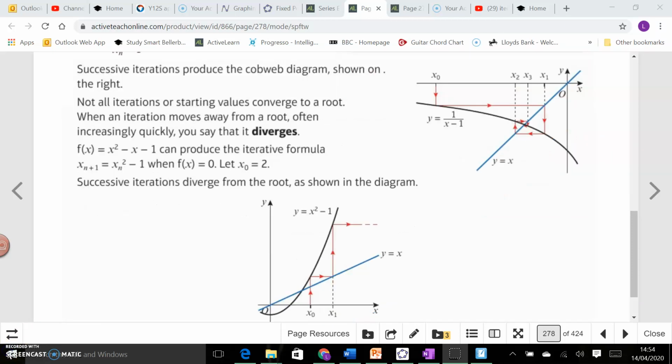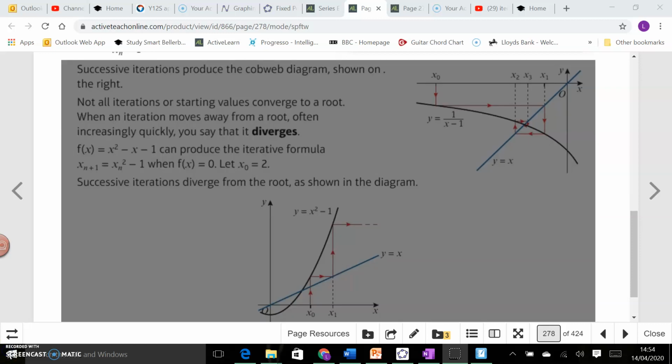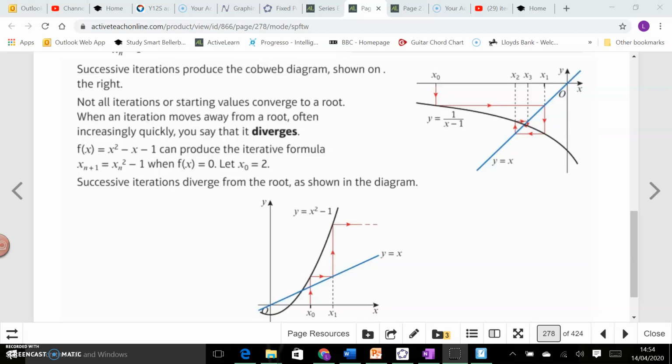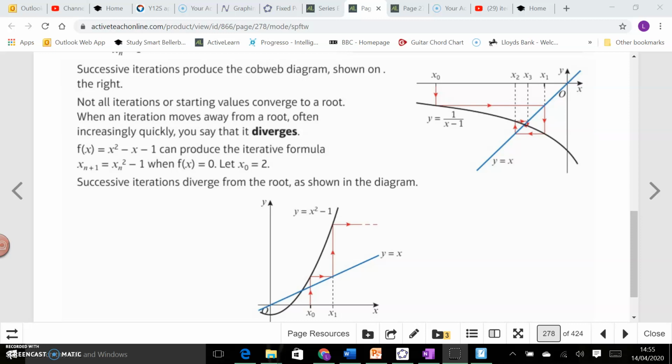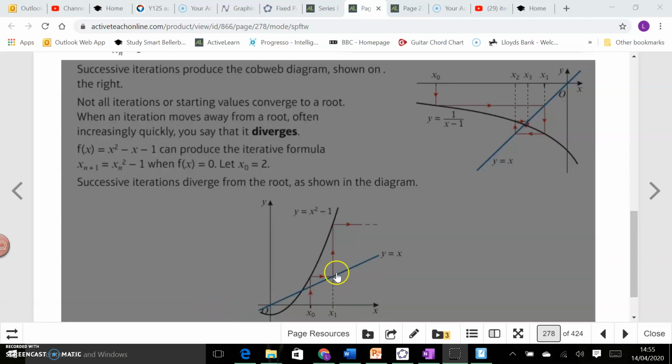The thing to watch out for is you could rearrange it this way, a very simple way of writing x_n as x squared minus 1 by just taking the x onto the other side, starting with x equals 2. And if you did it here, you can see in that diagram what will happen. You go to the curve, you go to the line, you go to the curve. In fact, you get further and further away from the root.